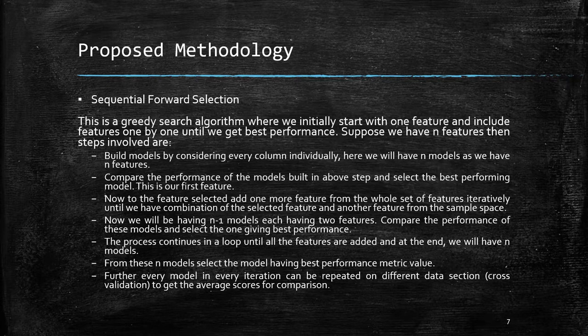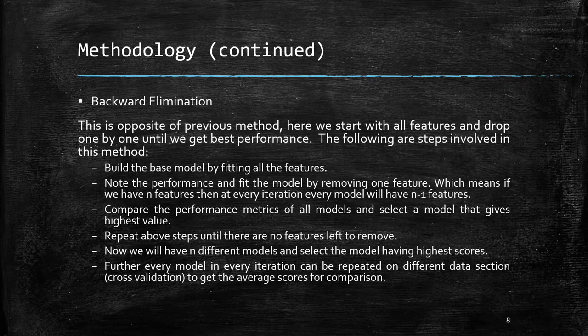Coming to the methodology which we have implemented here. Forward selection is a greedy search algorithm. It initially starts with one feature and continues to expand the subset until all the features are included, and out of those combinations, whichever gives the best result is given as the final features. In contrast, backward elimination is just the opposite. It starts with all the features and reduces features one by one until there are no features left to remove.